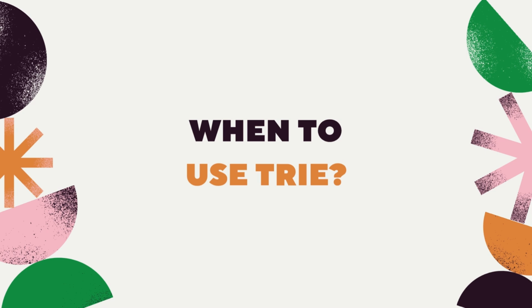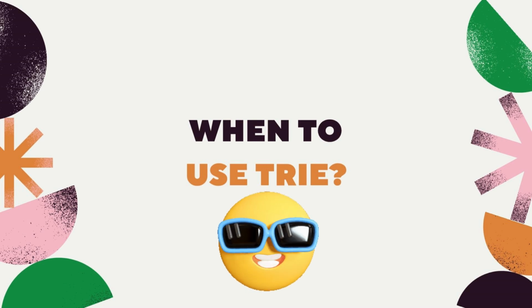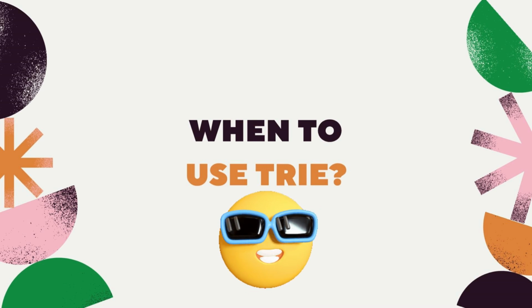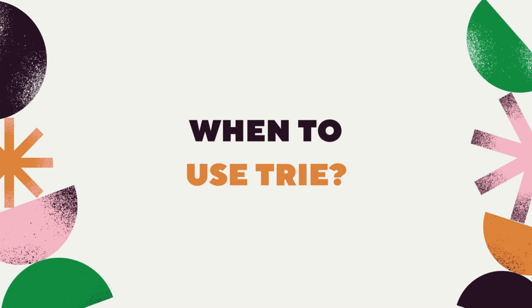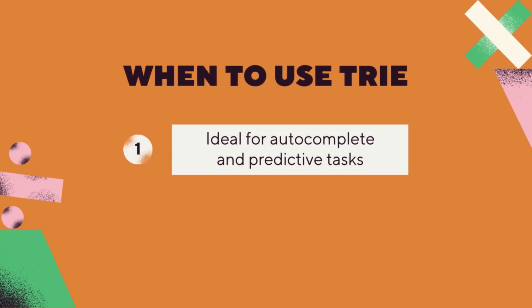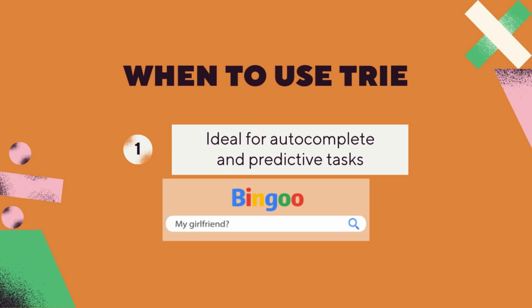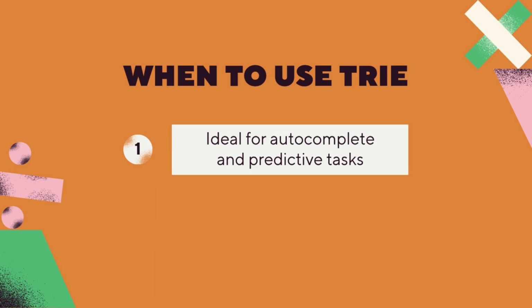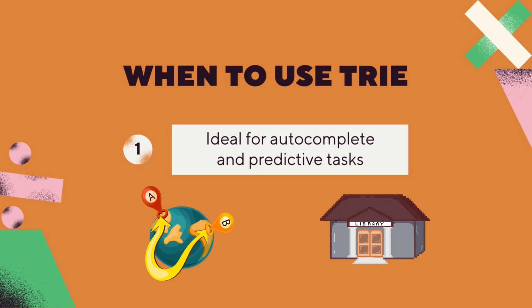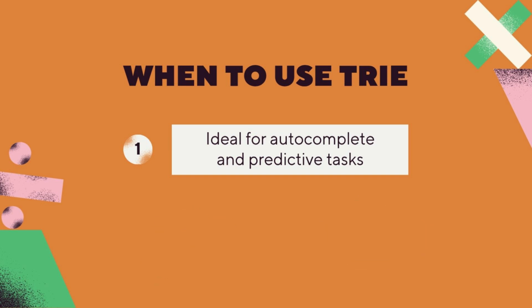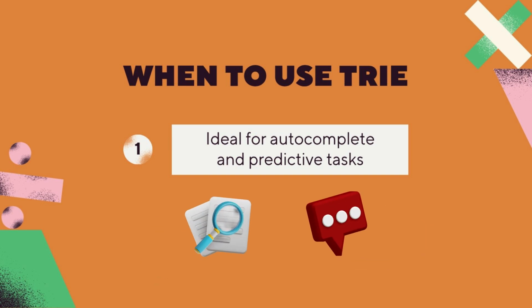When to use a trie, key scenarios, and trade-offs. So here are the best uses for a trie. Number 1, a trie is ideal for autocomplete and predictive tasks. It quickly finds all words with a shared prefix. For example, typing "uni" suggests universe or university. It's used in search engines, messaging apps, and IDE code suggestions.